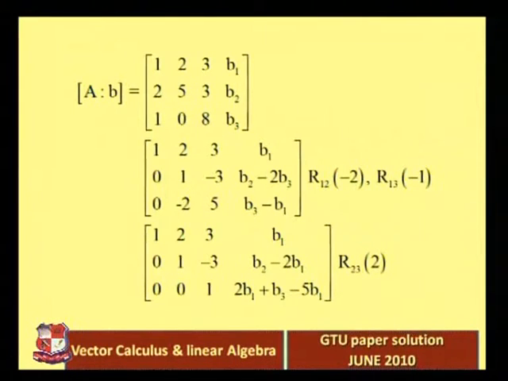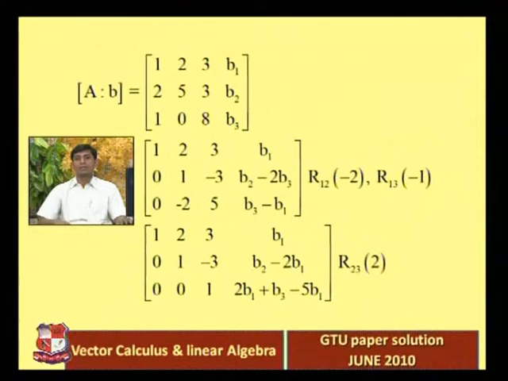Now to convert this matrix into a row echelon form, what do we have to do? We multiply the first row by -2 and add it to the second row. The first row is as it is, 1 2 3 b1. The second row becomes 2 minus 2 is 0, 5 minus 4 is 1, 3 minus 6 is minus 3, b2 minus 2 b1. And next we multiply the first row by -1 and add it to the third row. The third row becomes 1 minus 1 is 0, 0 minus 2 is minus 2, 8 minus 3 is 5, and b3 minus b1.